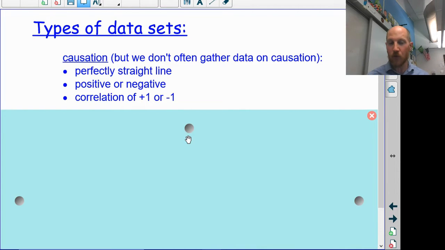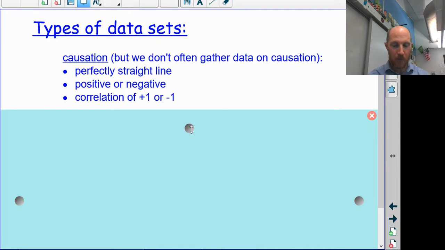We can describe that straight line as having a slope, which is either positive or negative, depending on whether it's going up or down. And so there's a thing called a correlation coefficient. Okay, the causation relationship is going to have a correlation coefficient of exactly +1 if it's going up, or -1 if it is going down.